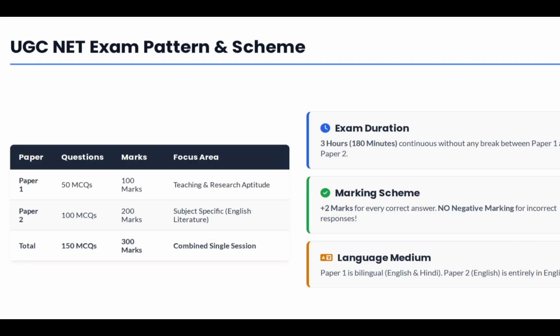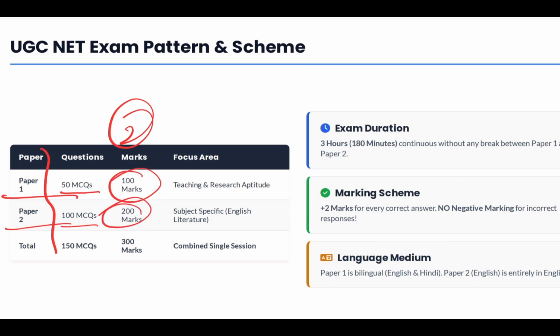UGC NET exam pattern. The paper is divided in two parts, paper 1 and paper 2. Paper 1 carries 50 MCQs and paper 2 carries 100 questions. Each question carries 2 marks. So paper 1 is of 100 marks and paper 2 is of 200 marks, total 300 marks. There is no negative marking. Please keep it in mind, no negative marking for incorrect answers.